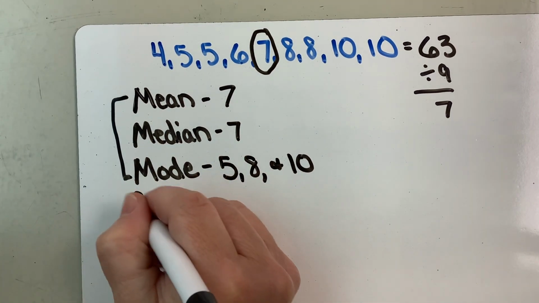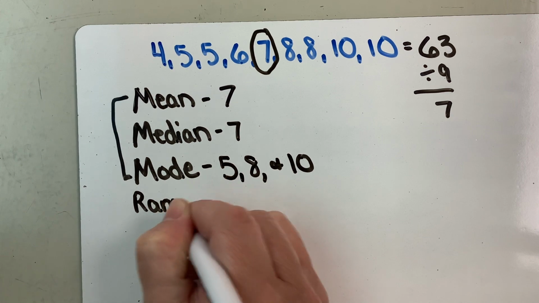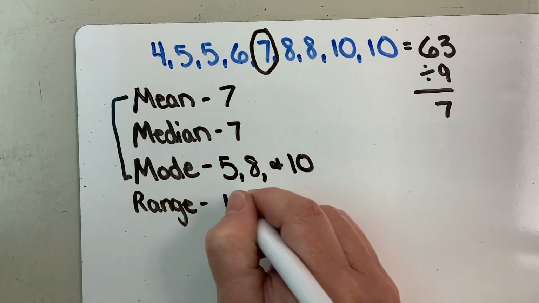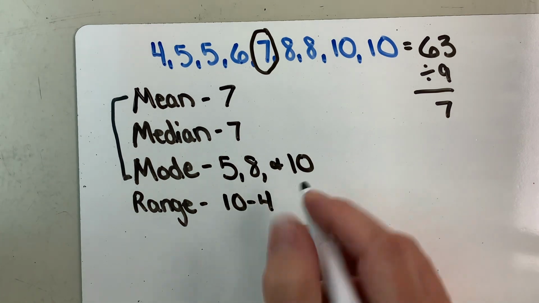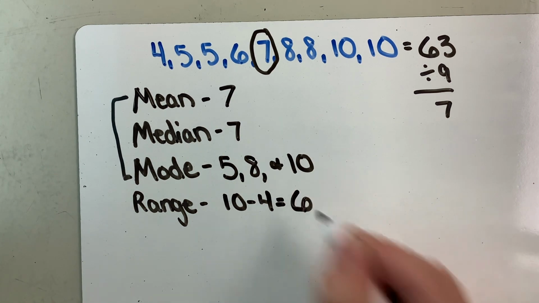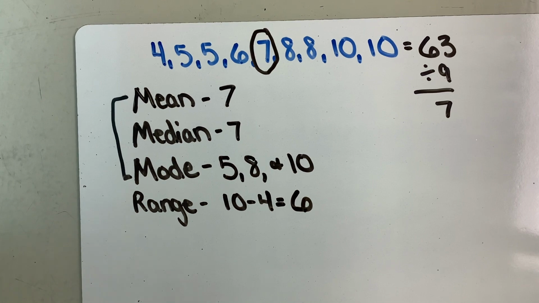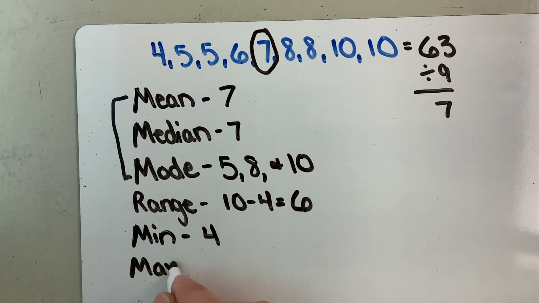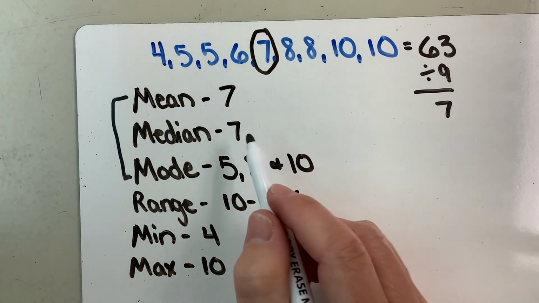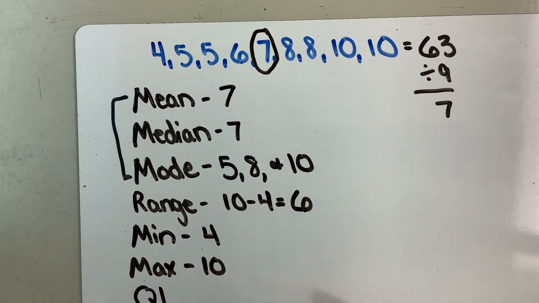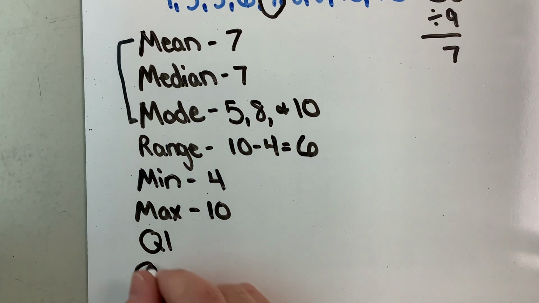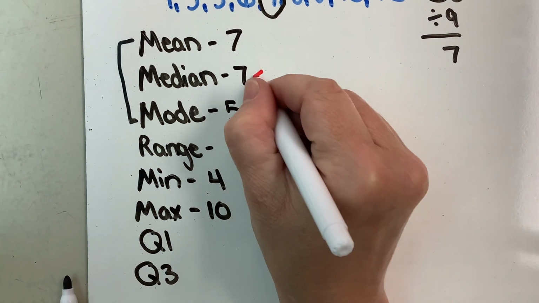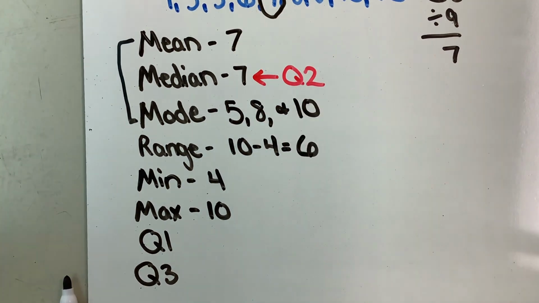We can also find our range, which is our largest number, which is the 10, minus the smallest, which is a 4, and that gives us 6 is our range. Our min is 4. Our max is 10. We can find our Q1 and our Q3. Remember, we already have our Q2, which is our median. So our median is also known as the Q2.